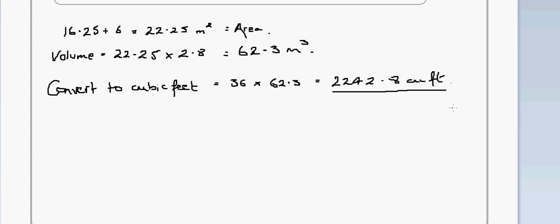That's it. Okay, I'm sure you can do that very simply. This is actually done on another page, but I've just done it under the question for ease. Okay, so I hope that helps, and we'll move on to the next question.